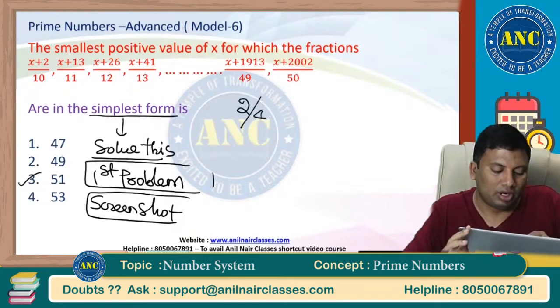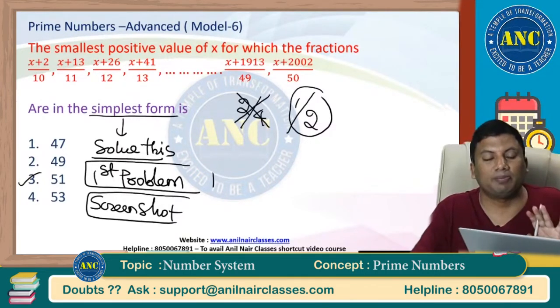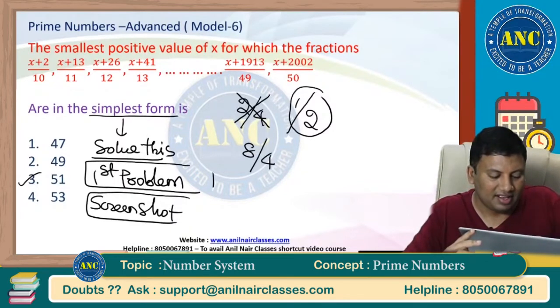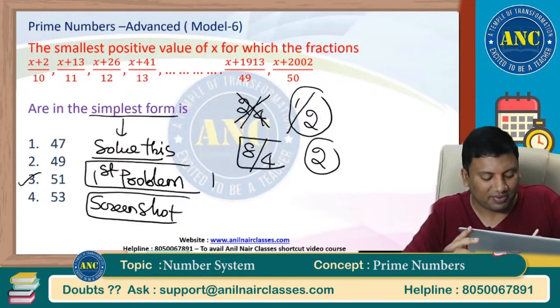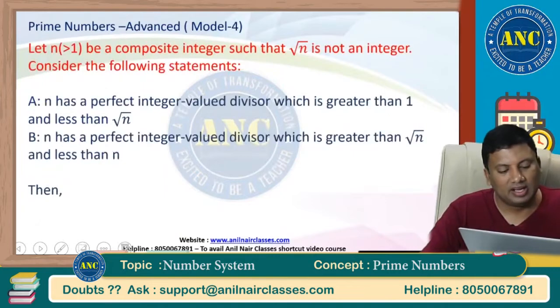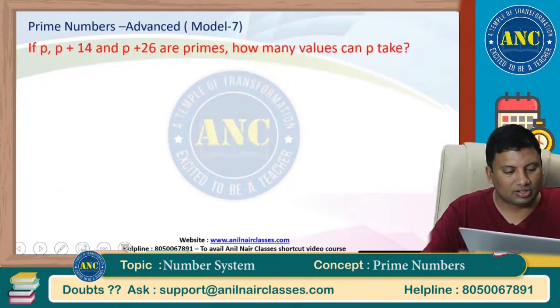The idea is to tell you whether you are able to recognize the logic of the simplest form. 2 by 4 and 1 by 2. 1 by 2 is in its simplest form. 2 by 4 is not in its simplest form. I hope the idea is clear. 8 by 4 is 2. 2 is in its simplest form, 8 by 4 is not in its simplest form. The idea is clear. This question we have already seen, and these also we have seen.